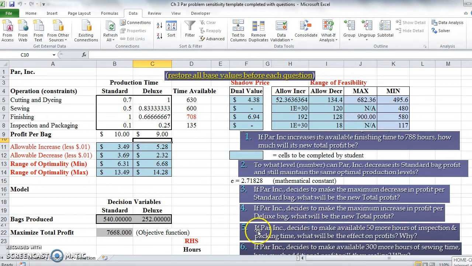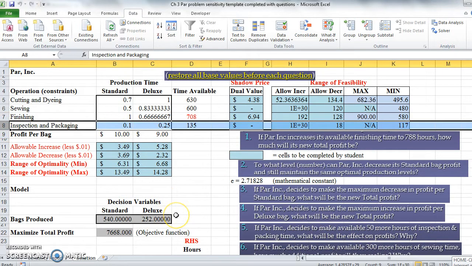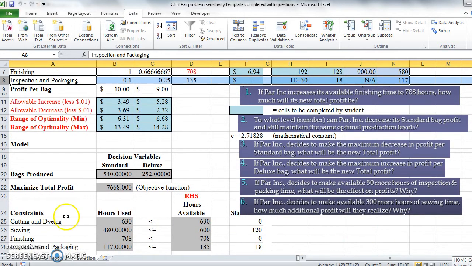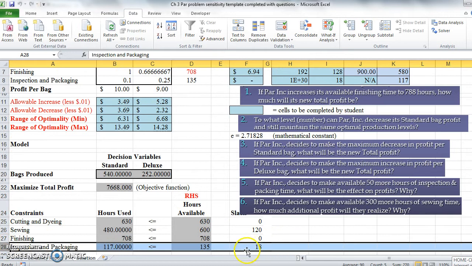Question 5. If Par Inc. decides to make available 50 more hours of inspection and packaging time, what will be the effect on profits? So we're dealing with row 8 here. We've got 135 hours available now. We know that we've got a shadow price of 0. Why is that? Because we actually have 18 slack hours of inspection and packaging time. We had 135 available. We only needed 117 in order to make this mix of 540 and 252.